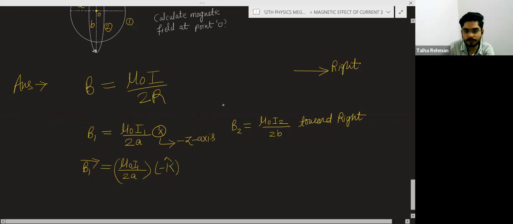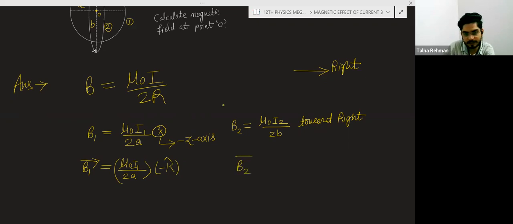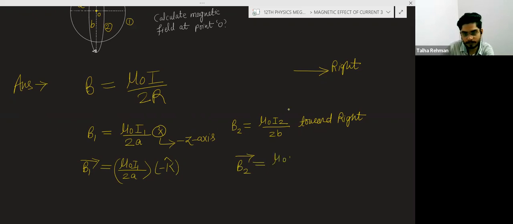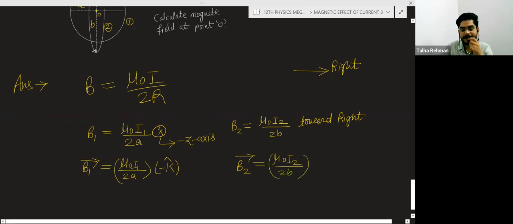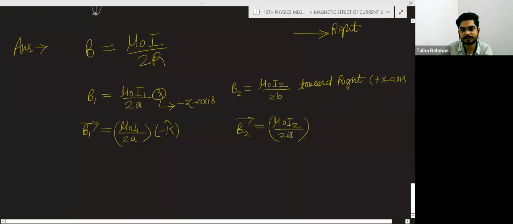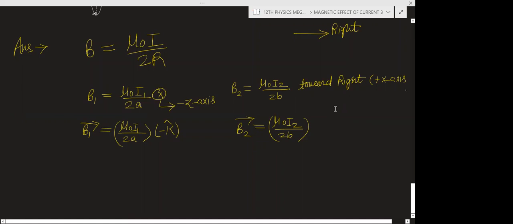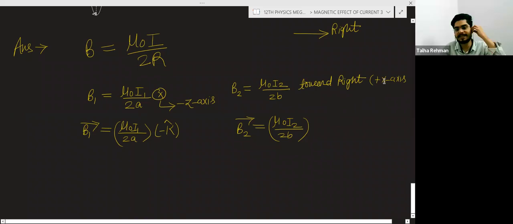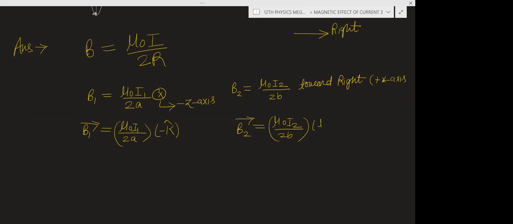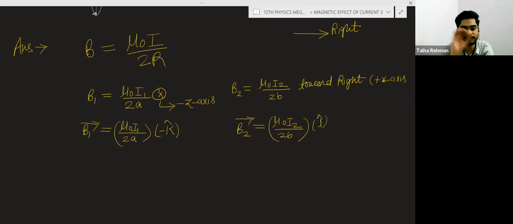So now for v2, when you will convert this v2 into vector, first you will write this thing, mu naught I2 divided by 2b, and towards right means toward positive x-axis. Which unit vector is along positive x-axis? I cap, j cap, or k cap, or minus I cap, minus j cap, or minus k cap? Towards positive x-axis, I cap. Yeah, very good. I cap. Now the game is over.